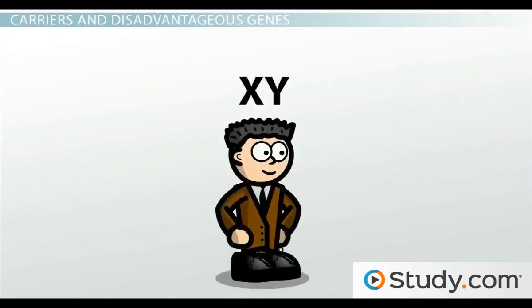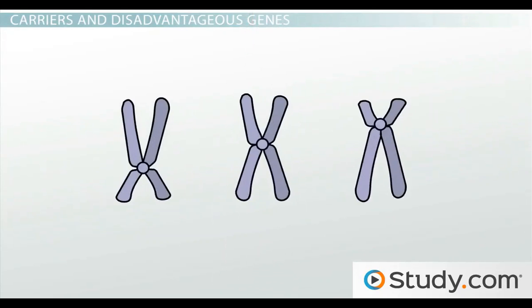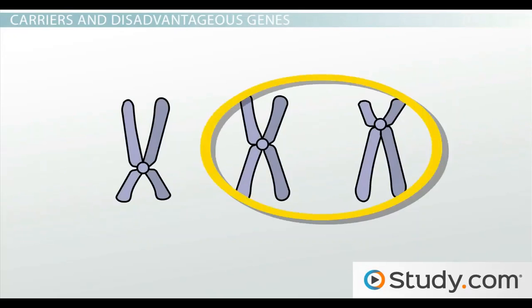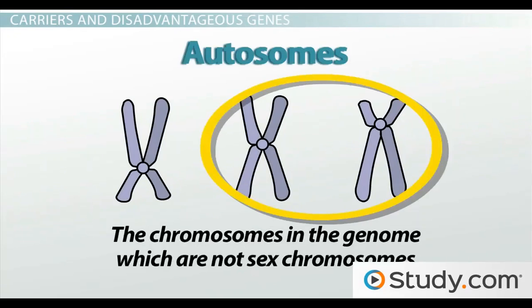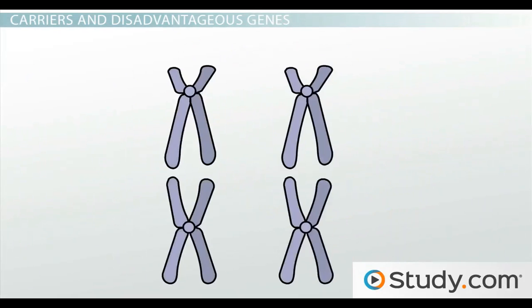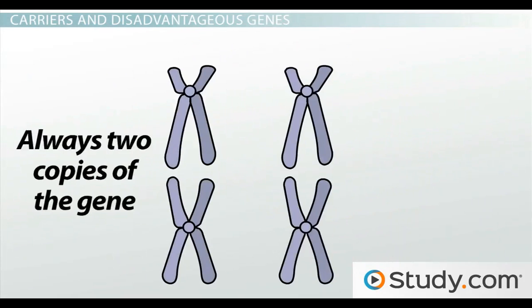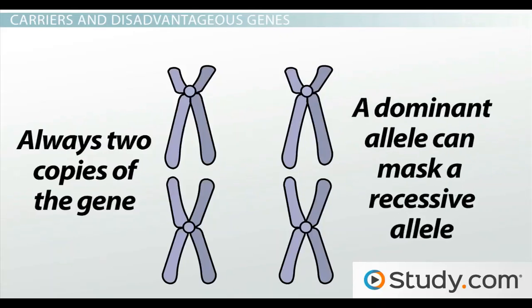Now, since males only have one X chromosome, the sex chromosomes present a unique situation compared to the rest of the chromosomes in the genome. Now, the chromosomes in the genome which are not sex chromosomes are called autosomes. And up until now, we've only been considering genes that are on the autosomes. In the case of the autosomes, there are always two copies of the gene, one on each of the two homologs. And since there are two copies, a dominant allele can mask the phenotype of a recessive allele.